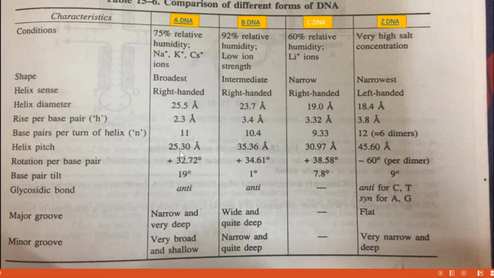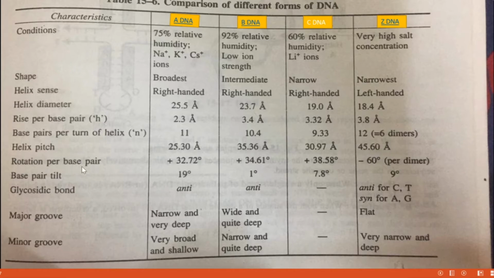Helix pitch length: as it is compressed, it has the least helix pitch, 25.30 angstrom. For BDNA, it is 35.36 angstrom. For cDNA, again it is 30.97, and zDNA is the most stretched form. So that's why 45.60 angstrom.